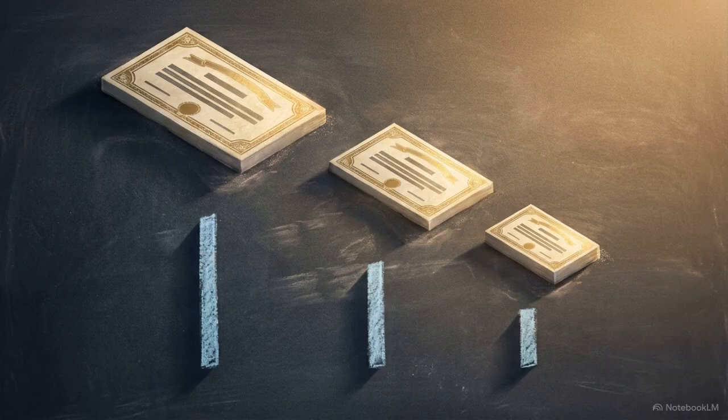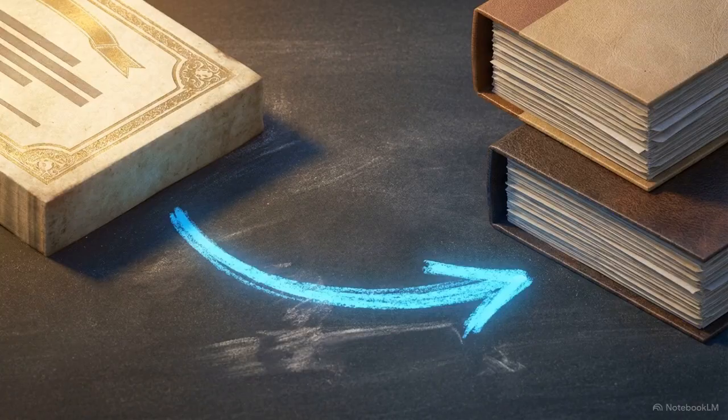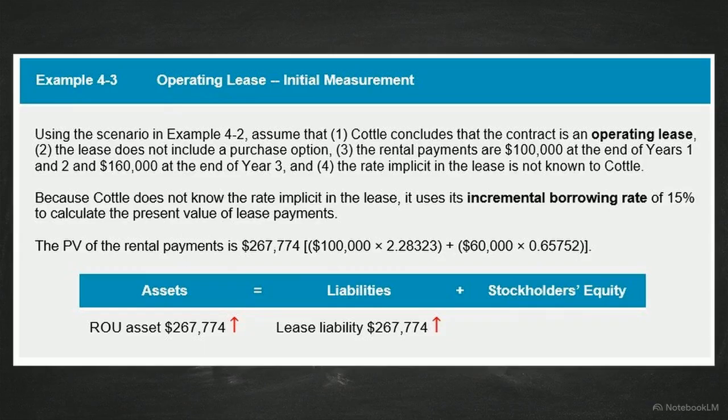The effective interest method forces the recognized expense to constantly adapt to the liability's actual remaining scale. This permanently uncouples the reported expense from the actual cash paid to investors. That exact liability reduction sequence applies directly back to leases, both finance and operating. This text shows our original baseline for Cottle Inc. As a finance lease, the initial liability was calculated at $259,955.